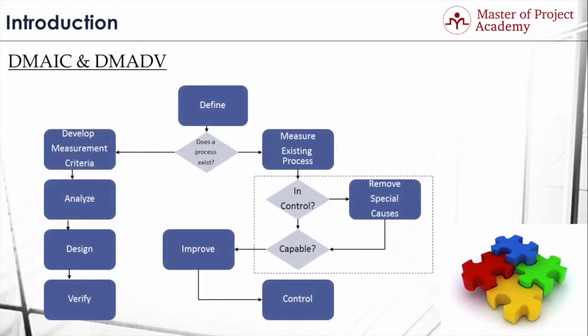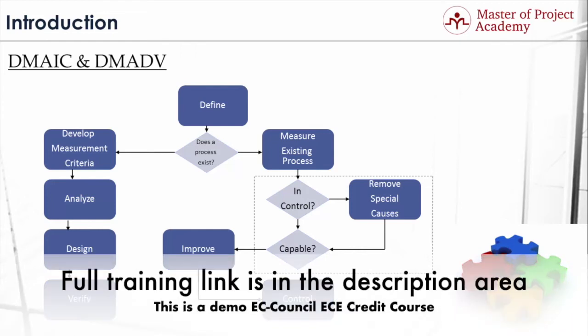This flowchart represents how the DMADV and DMAIC frameworks differ from each other. As you see in the flowchart, after the define phase, based on the existence of the process, if it is an existing process, the DMAIC framework is followed. If it is not an existing process, then the DMADV framework is followed. During this lecture, we have seen the differences of the DMAIC and DMADV frameworks. During the next lecture, we will be going over the normal distribution curve.